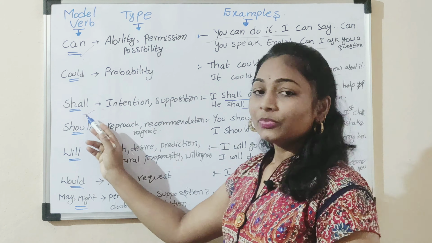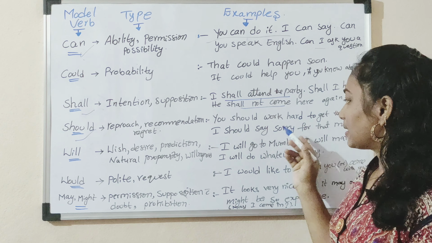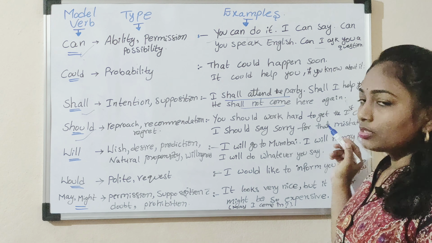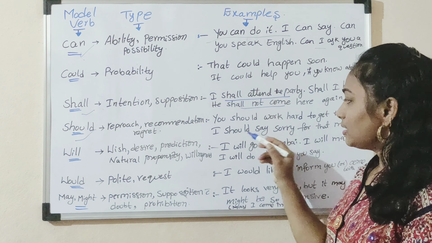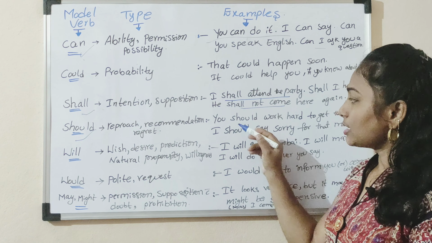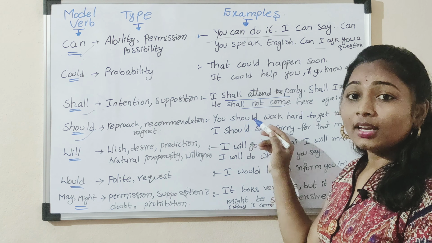Should. Let's go through should, which is used in different types of situations like reproach, recommendation and regret. See, when you recommend something to someone, you can say, you should work hard to get first class. I should say sorry for that mistake. This is telling about regret, and that is telling about recommendation.